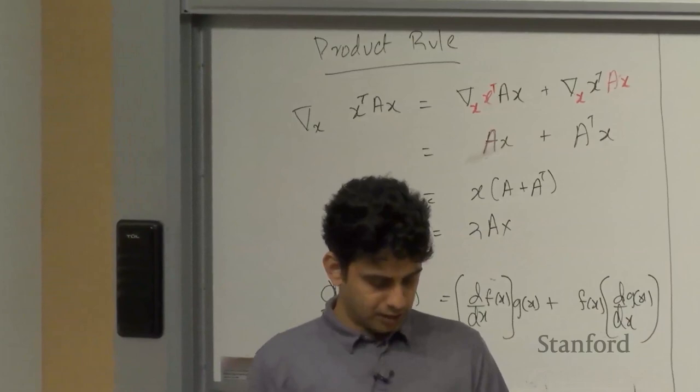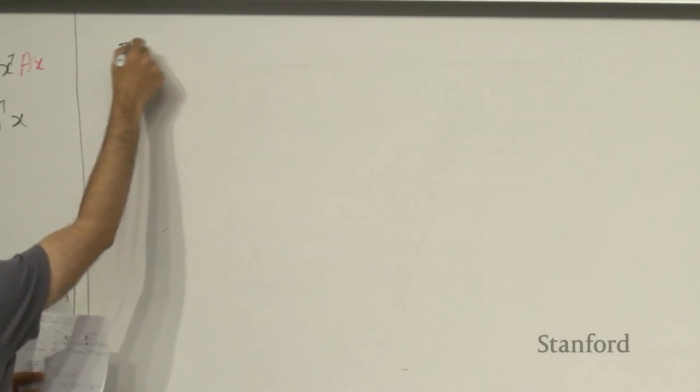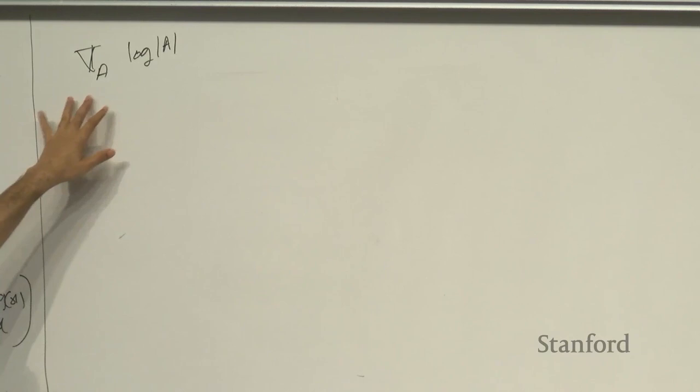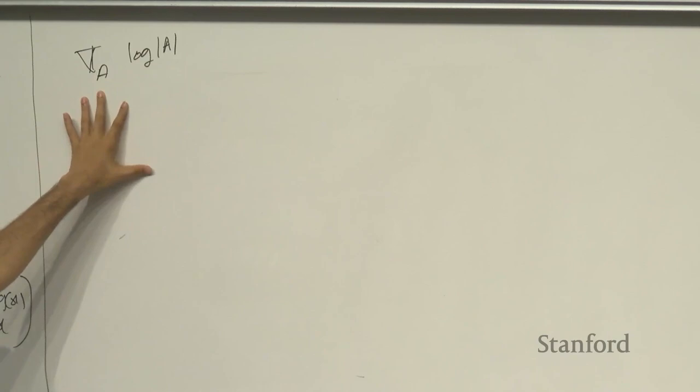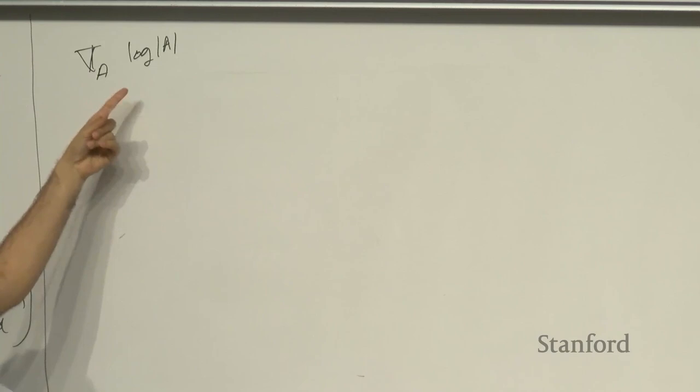So this is the product rule. Another very useful identity that you're going to be using is the gradient with respect to A of the log of the determinant of A. This looks pretty nasty. So what's happening here? A is a matrix. Take the determinant of the matrix, then take the log of the determinant, and you want to differentiate it with respect to A. Why would you want to do that? It turns out that this is going to be a recurring pattern.